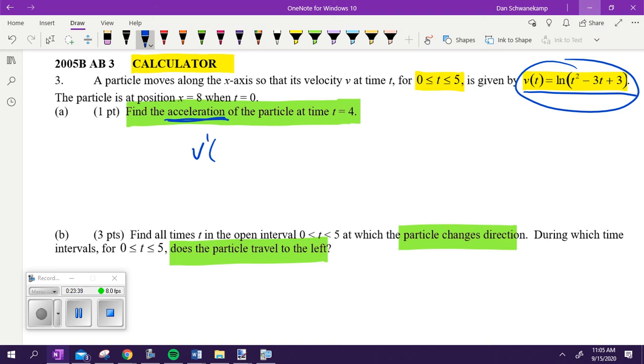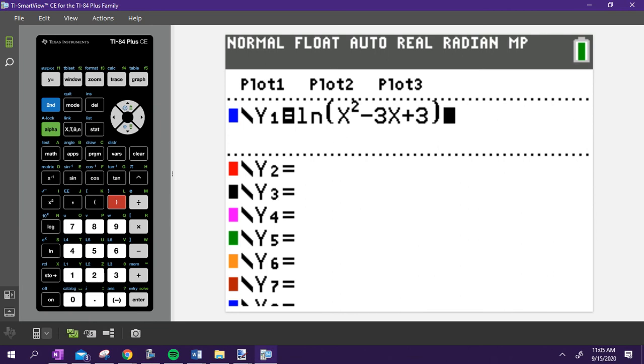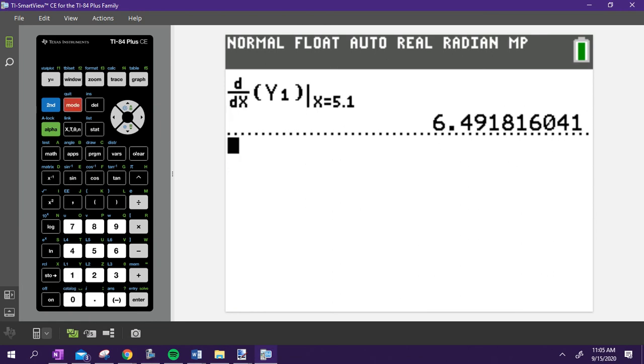All we got to do is find v prime at 4, otherwise known as a at 4. If you label either one, that's fine. You don't have to show what you did in your calculator. You just need to do it here because this one's pretty straightforward. What am I going to do in my calculator to find acceleration?